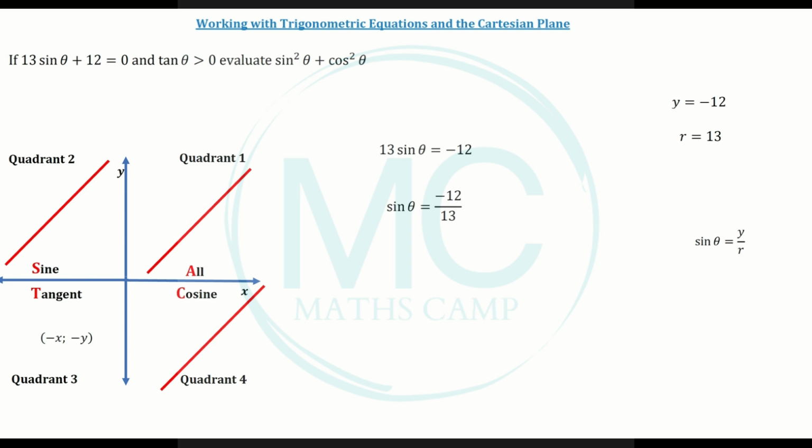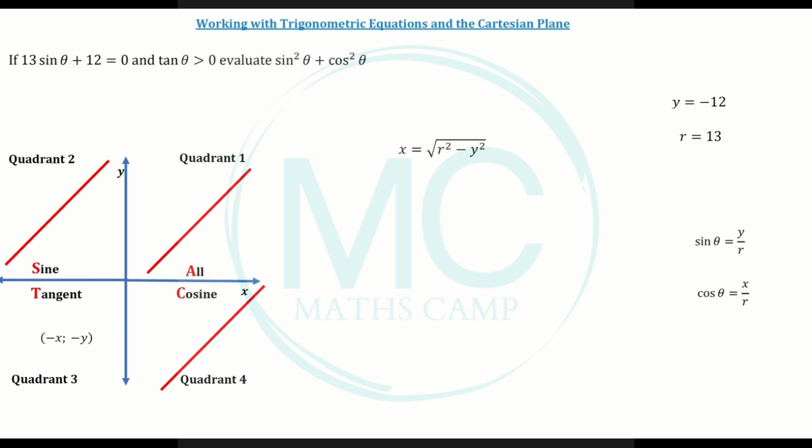We need to evaluate the expression sine squared theta plus cos squared theta. We know that cos theta is equal to x over r. So before we can evaluate this expression, we need to find the value of x. Let's make some space. We have a value for y and a value for r, so we can use Pythagoras to solve for x. And we say x is equal to the square root of r squared minus y squared.